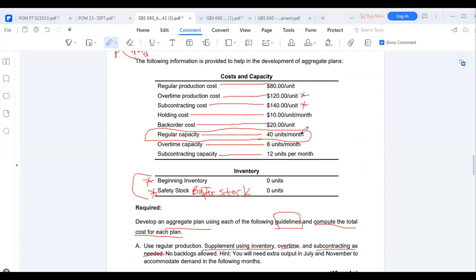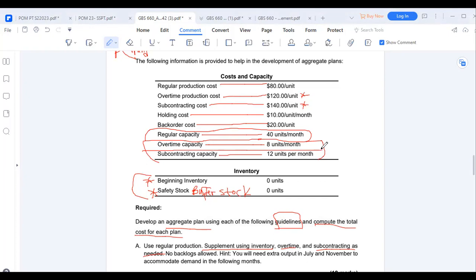The overtime is $120 per unit, and subcontracting is $140. So it's cheaper, and the maximum capacity of overtime that we allow here is 8 units. That is the maximum overtime capacity, 8 units. And then the subcontracting capacity is 12 units per month.